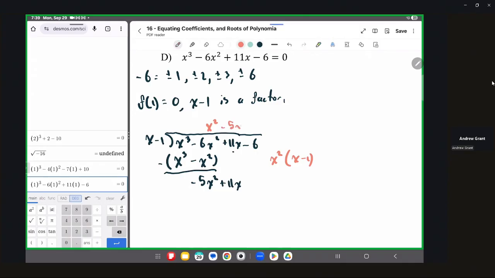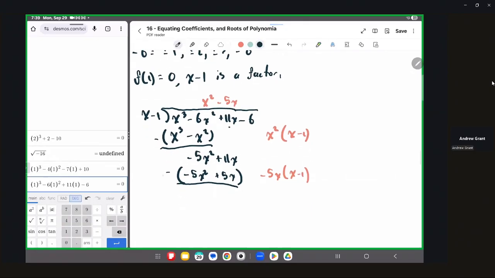How many times does x go into negative 5x squared? It goes in negative 5x times. So on this line, I'll write negative 5x times x minus 1. So negative 5x times x is going to be negative 5x squared. Negative 5x times negative 1 will be positive 5x. Subtracting these off, negative 5x squared minus negative 5x squared is 0. 11 minus 5 of the x variety will be 6x. Bring down this minus 6.